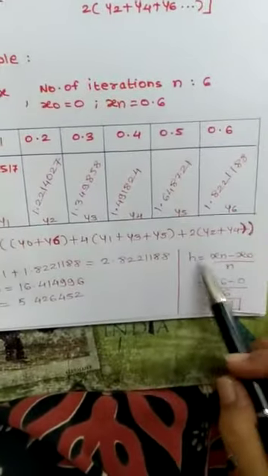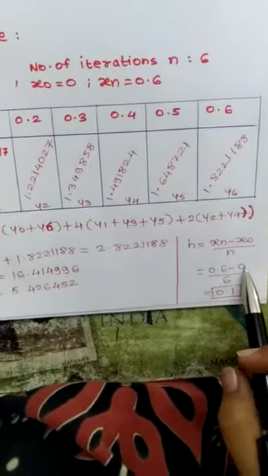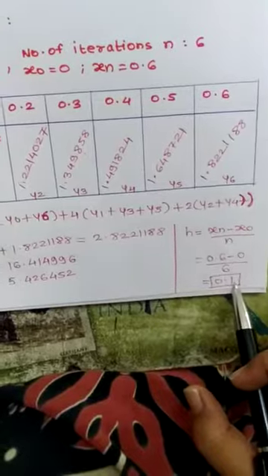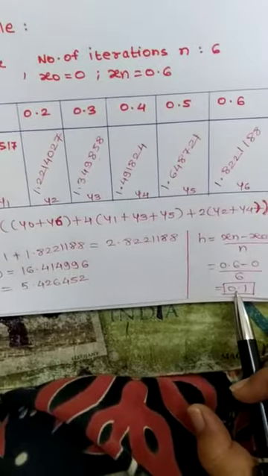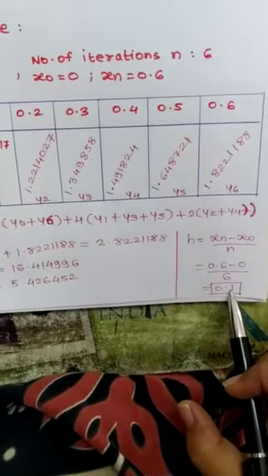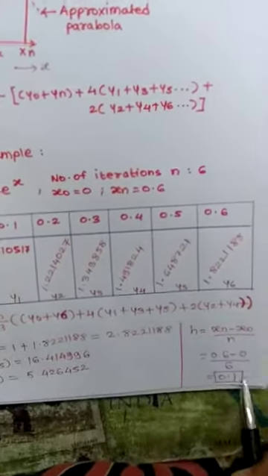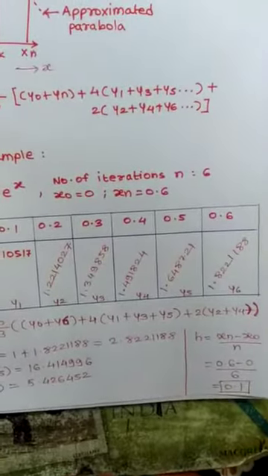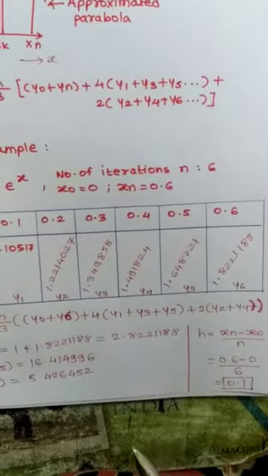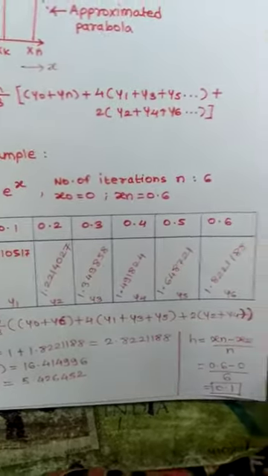So h will become 0.6 minus 0 upon 6. 0.6 minus 0 is 0.6, upon 6 will give us 0.1. So the h step size is 0.1. Therefore, we have to find the function y at corresponding values of x. When we solve the numerical, we'll discuss it in detail. Let us see the formula.